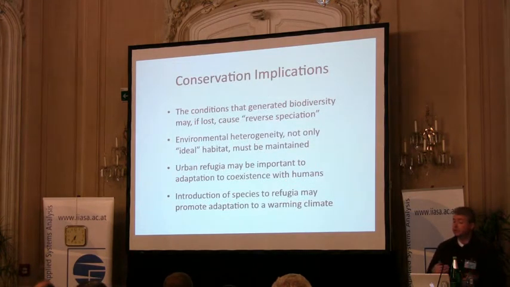So this is all a bit speculative, but here are a few thoughts that I've had about what my model might mean for conservation. First of all, if the heterogeneous environmental conditions that generated extant biodiversity are homogenized, it may lead to the collapse of that biodiversity, reverse speciation. So heterogeneity, not only uniform habitat, needs to be maintained.